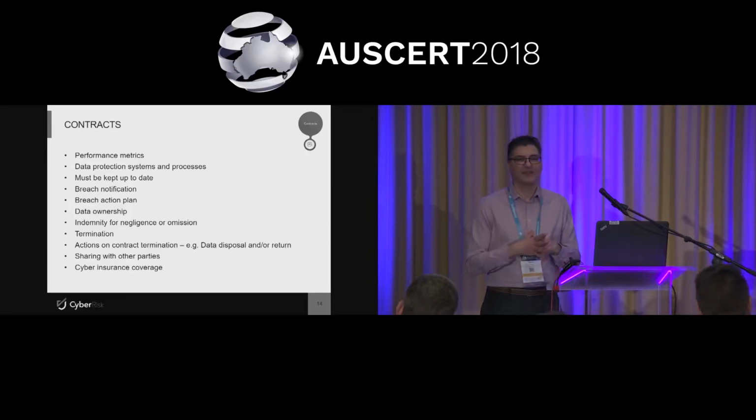Breach notification and a breach action plan, very, very important now that we have mandatory data breach reporting in Australia. So if there is a breach at a third party, how are they going to handle that breach? What steps are they going to take? Are they going to inform you? How will the communication occur between them and you? Who's going to inform anyone whose information has been lost or misused or stolen? So how will the communications be handled? Who's going to notify the OAIC?